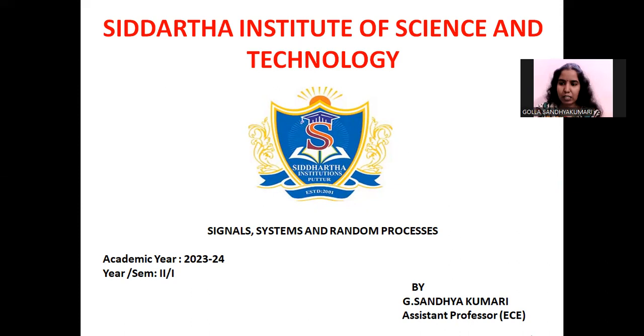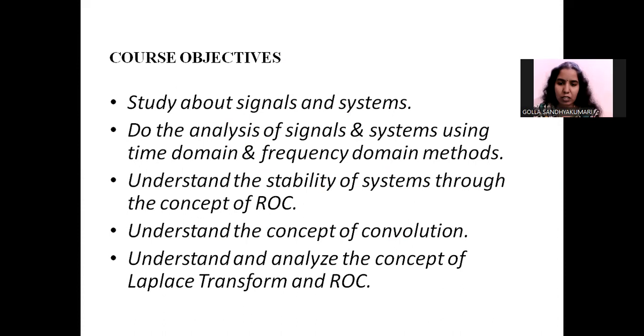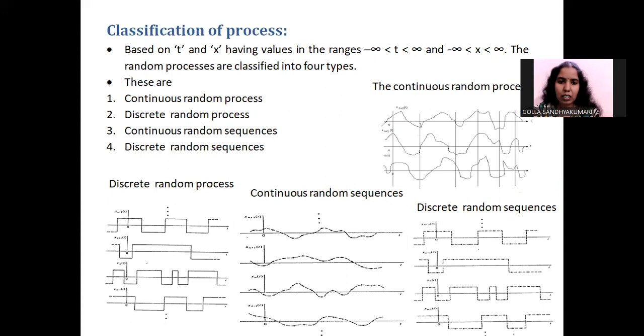Today we are going to learn about the classification of random process and the power spectrum of a signal from signals, systems and random process. These are the course objectives of signals and systems. These are the course outcomes of signals and systems. Next one is classification of random process.